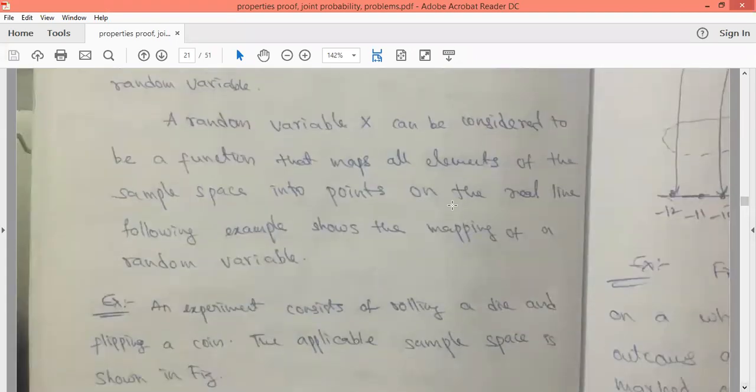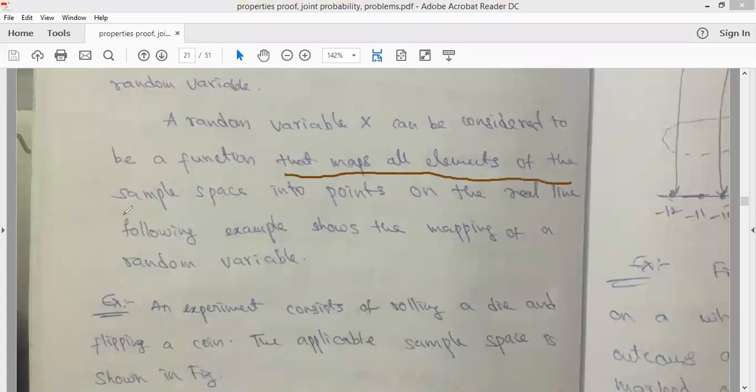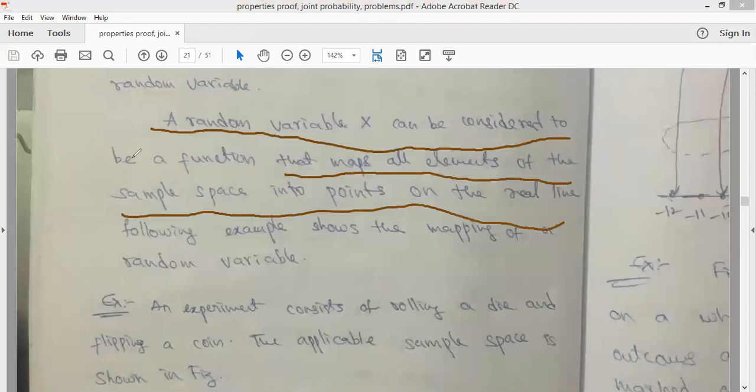Here you see that random variable X can be considered to be a function that maps all the elements of the sample space into points on the real axis. This is the exact definition of a random variable. A random variable is a function that maps all elements of the sample space into points on the real line.